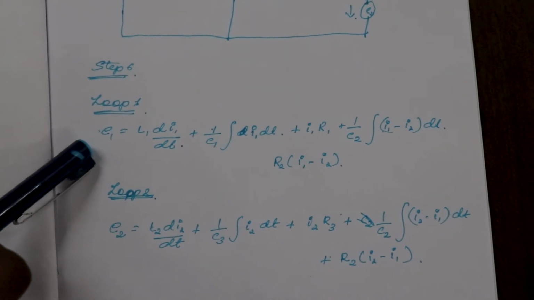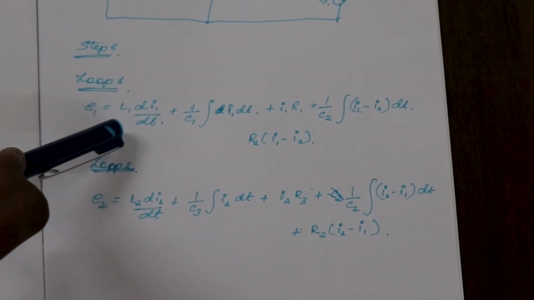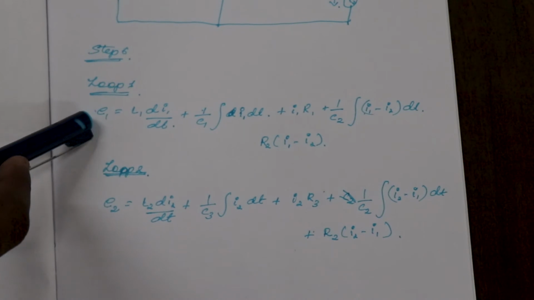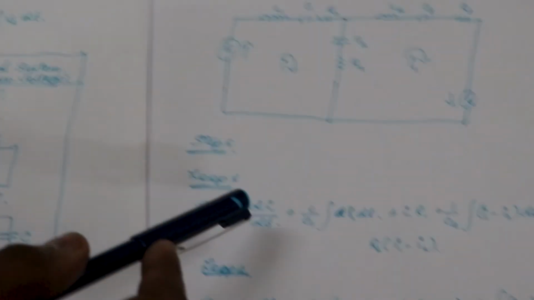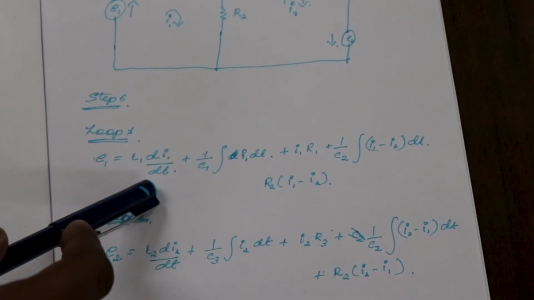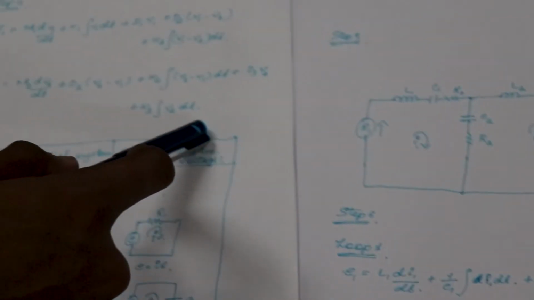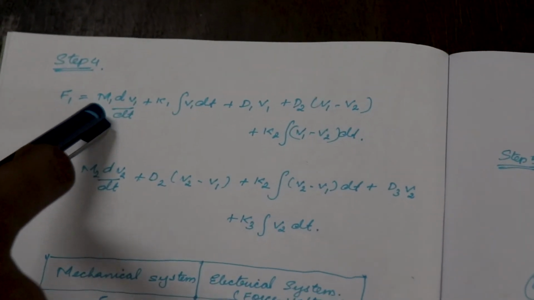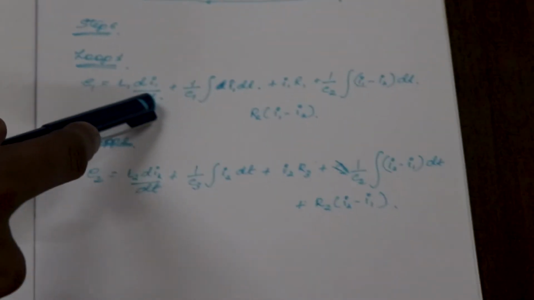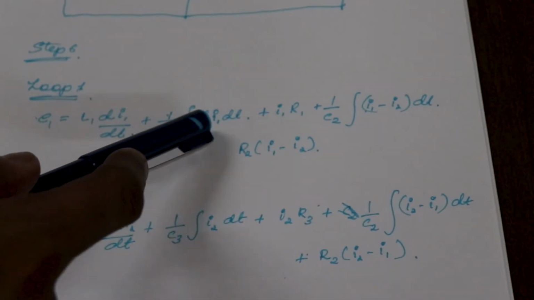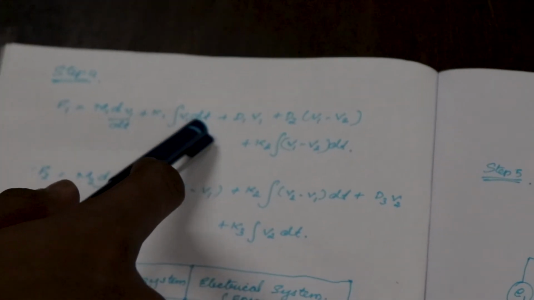Let us now check for clarity. In this loop equation, all the terms must be equivalent to the terms which we wrote in terms of velocity in the mechanical system. Now, E1 is equivalent to F1, and L1 di1 divided by dt. L1 corresponds to mass m1. Let us search for the term for mass m1. In this, the term for mass m1 is m1 into dv1 by dt. There it is L1 into di1 divided by dt. And next it is 1 by C1 integral of I1 dt. The similar term in the other equation is K1 integral of v1 dt.